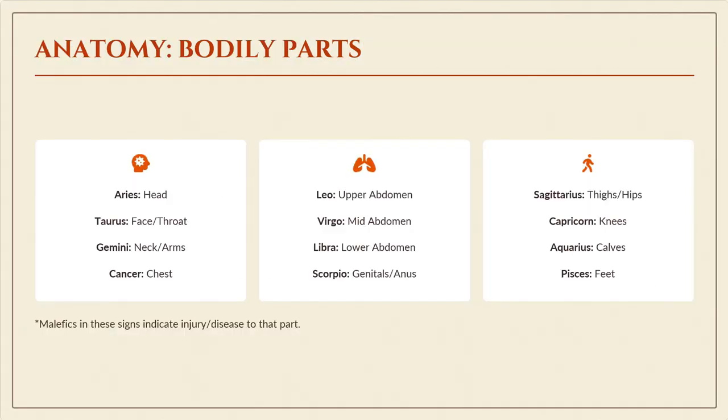Now every Rashi also represents a body part. Now we have various significations of Rashis also. So when coming to body parts, Aries represents head, Taurus represents face or throat, Gemini represents neck and arms, Cancer represents chest.